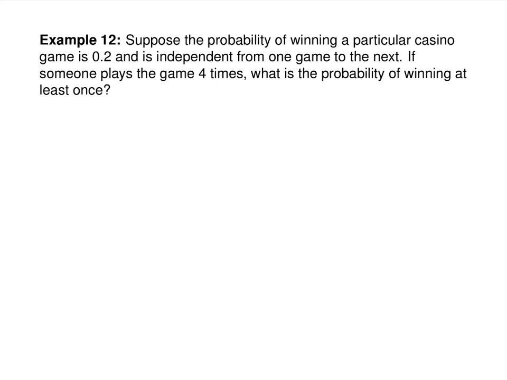So suppose the probability of winning a particular casino game is 0.2 and is independent from one game to the next. If someone plays the game 4 times, what's the probability of winning at least once? Well, to win at least once means you win 1, 2, 3, or all 4 games. And so you'd figure out, okay, what's the chances you'd win 1 game? What's the chances you'd win 2 games, 3 games, and 4 games?